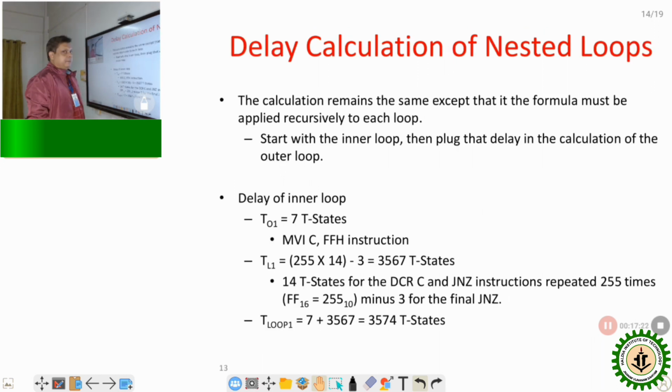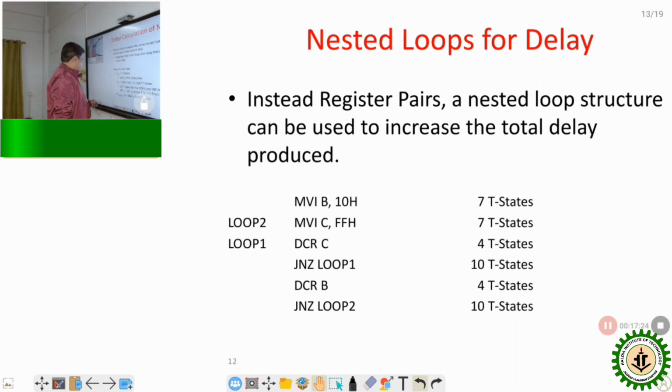Let us see. We will start with the inside loop. This is my inside loop. DCR C, JNZ to loop 1. And for this loop, this instruction is outside the loop. That means this instruction will take place once, followed by 255 of these two.